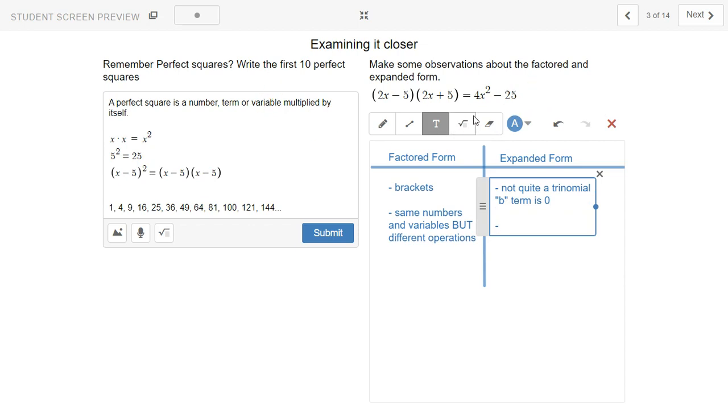One thing you'll notice also is because our first term was created by 2x times 2x, we have a number that's a perfect square and our variable is a perfect square. The last number that's produced, we had 5 times 5. Once again, this is also a perfect square. So A and C terms are perfect squares.